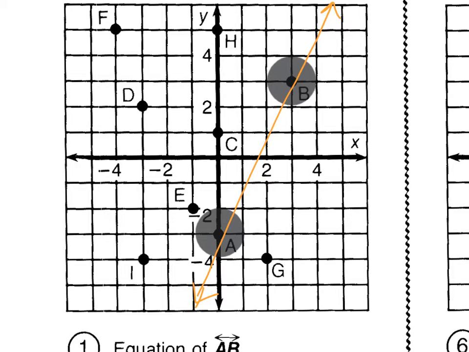Now, in order to create an equation, which is what I'm being asked to do, I'm going to have to find the slope of this line. And we know that the slope is going to be my rise, or how far up or down I go, over my run, how far left or right I go. So I am going to start to count that right now. To move from A to B, I need to go up 1, 2, 3, 4, 5, 6. That's a rise of 6. And I go over 1, 2, 3. That's a run of 3.